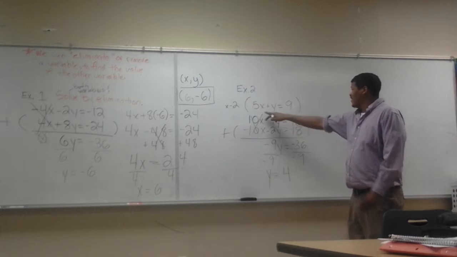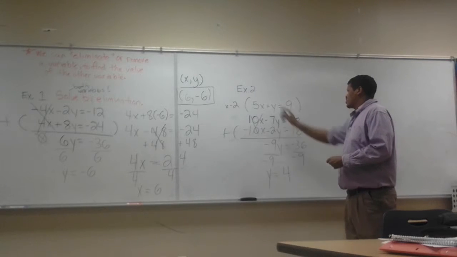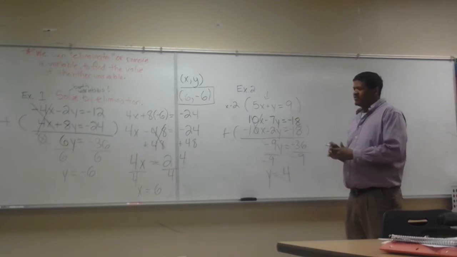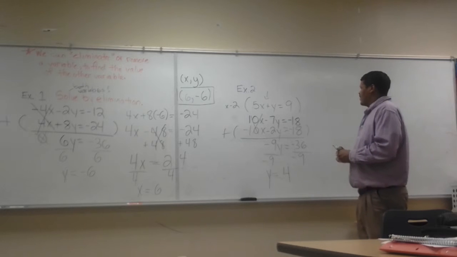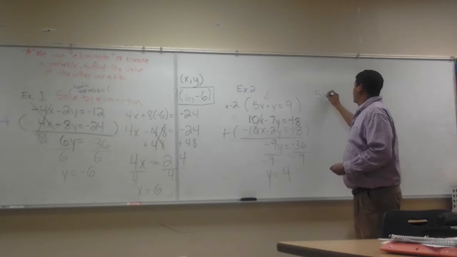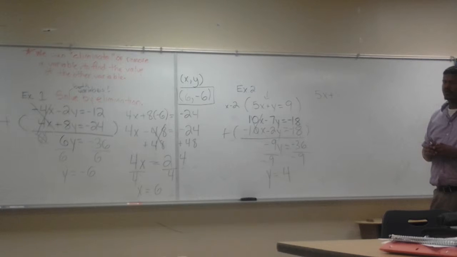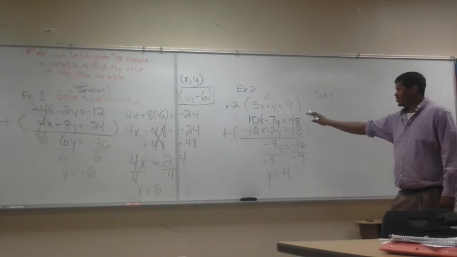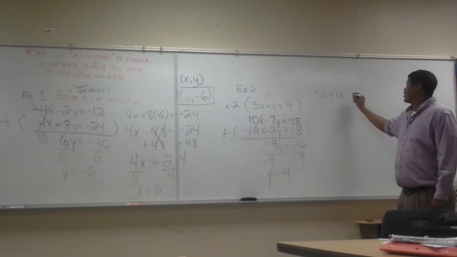So back at the same point, take that positive 4 and put it back in the equation. It's your choice, 5x plus y equals 9, or 10x minus 7y equals negative 18. I'm going to go with the smaller numbers here, 5x plus y equals 9, because smaller numbers mean fewer mistakes. Instead of 5x plus y, I'll have 5x plus what? We found y was positive 4. So we're writing 5x plus 4.